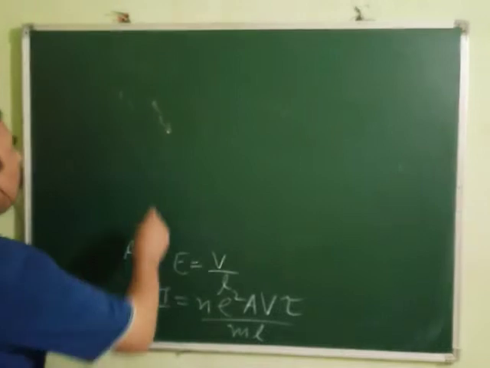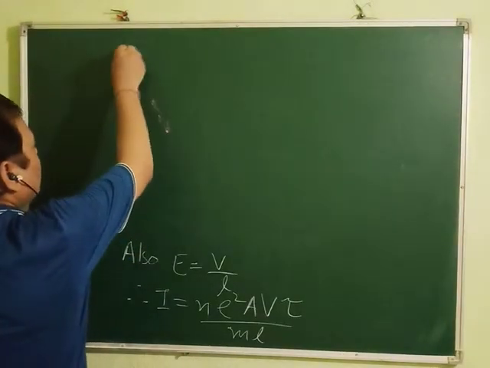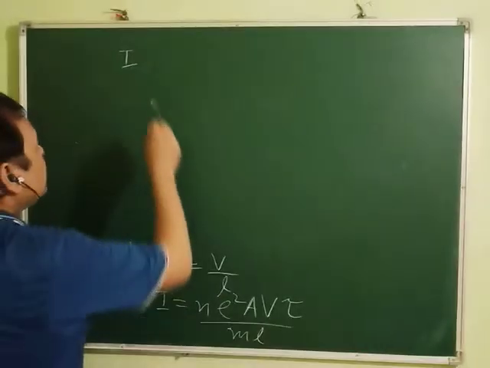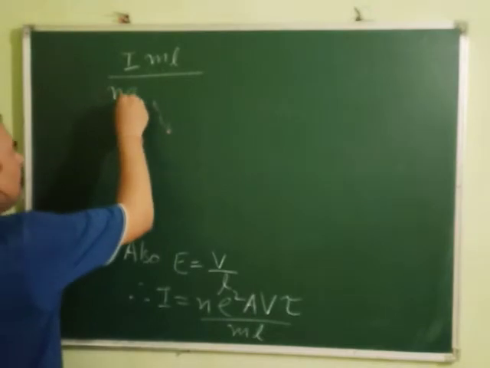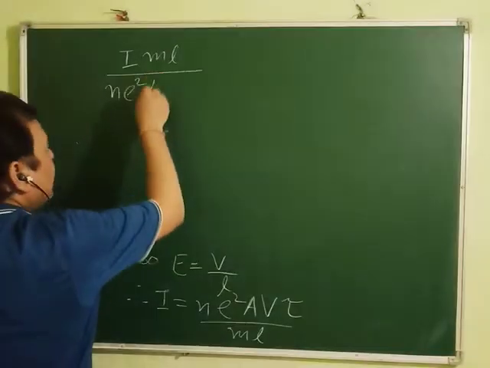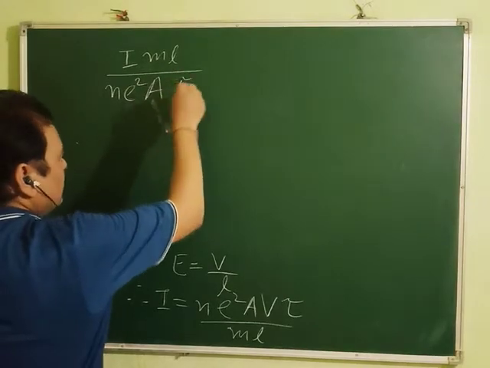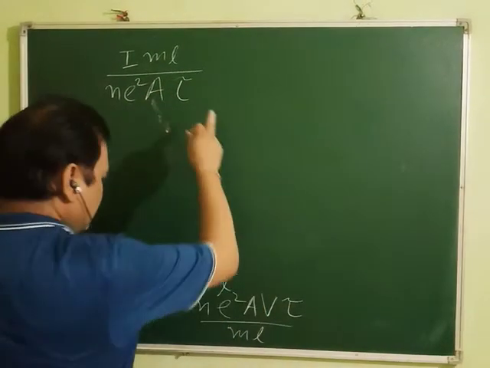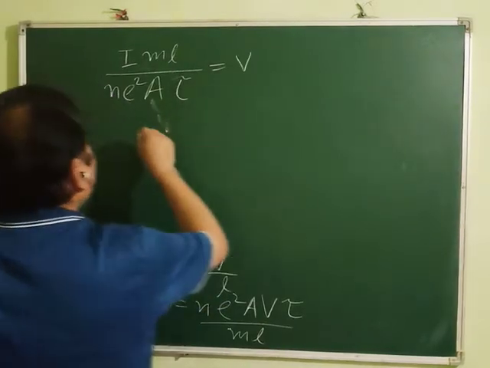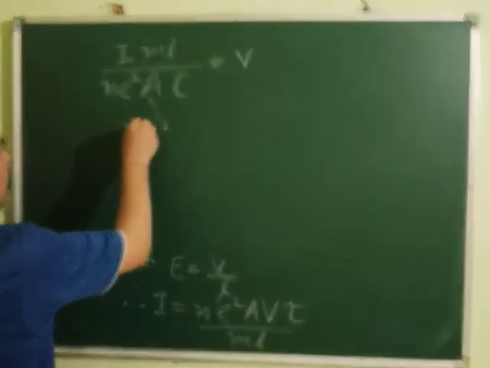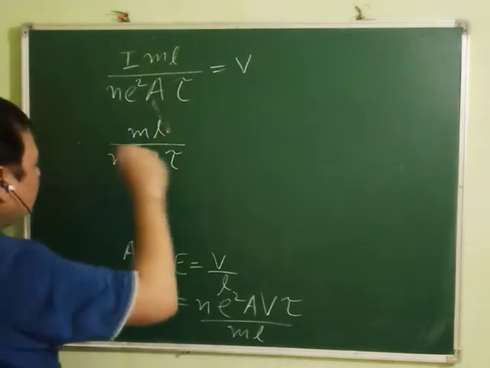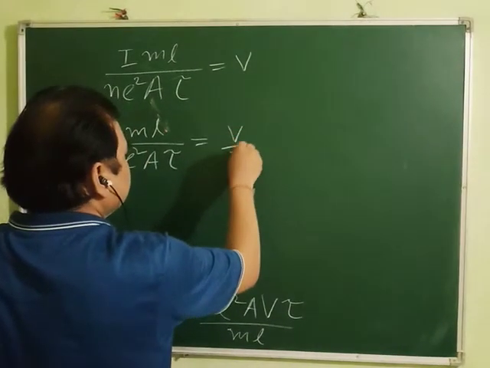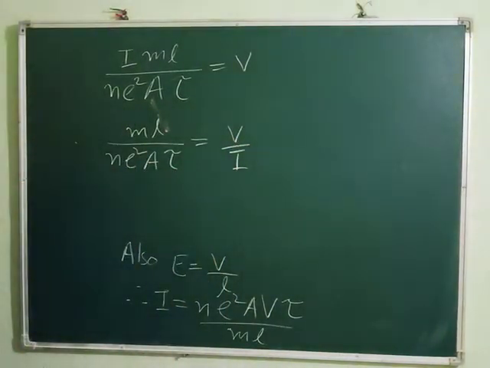Now let's see. We can do one thing. We can transpose all the things to this side except V. So we get V into I into ml upon n e square A tau. Here what is left is V. Now can we take this I to this side? So we are left with ml by n e square A tau, and that is equal to V upon I.